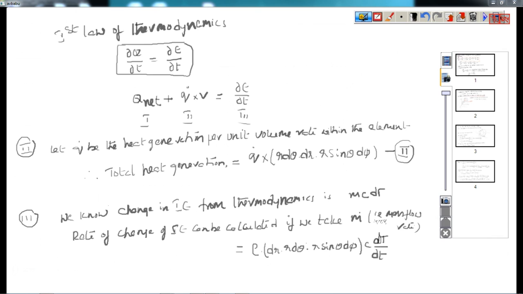Here, if we take m dot into c dT in the equation, you will get the rate of change of heat energy. Or else I can put m as it is, and c, and take the rate of change of temperature here. This gives you the rate of change of internal energy. So this is the third equation. Either you put m by time or dT by time, it comes to be the rate of change of internal energy. Now combining all these equations, I'll combine 1, 2, 3.